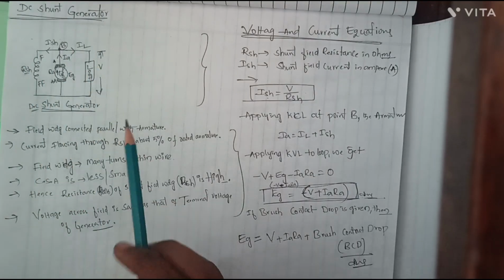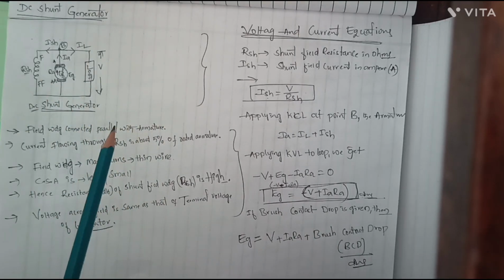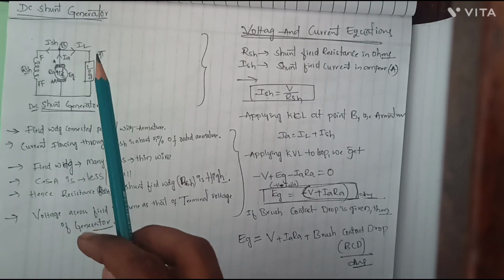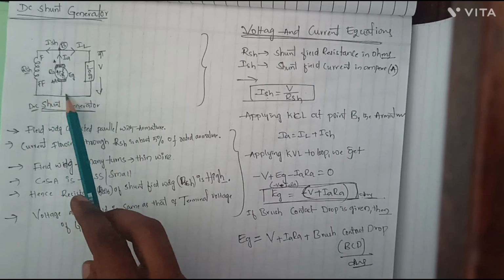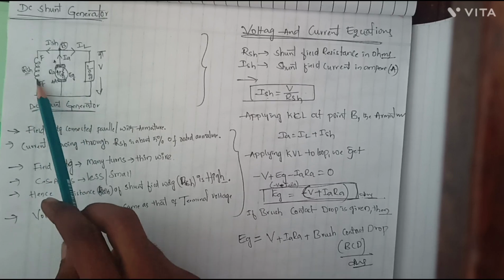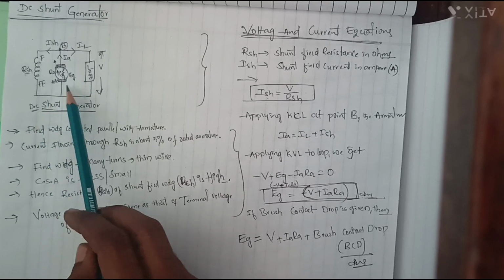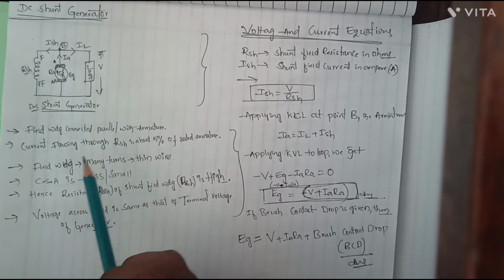Now the DC shunt generator. Having discussed the DC series generator, in the DC shunt generator the field is connected across the armature, which means it is connected in parallel with the armature. This is the field winding, this is the armature, and this is the load. The field winding is connected in parallel with the armature.